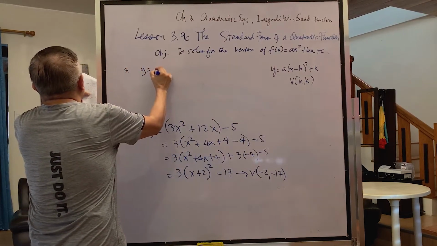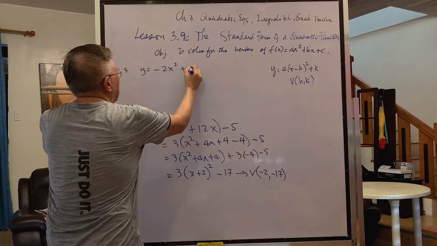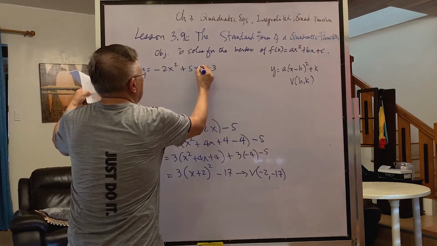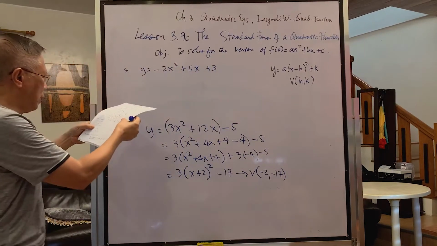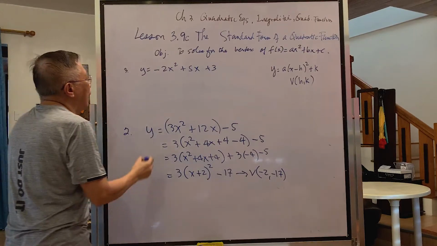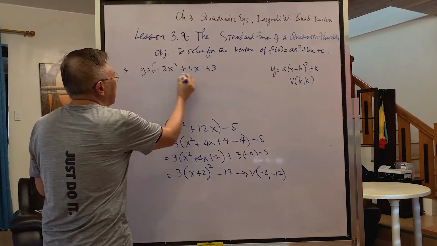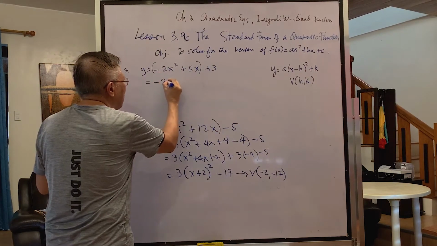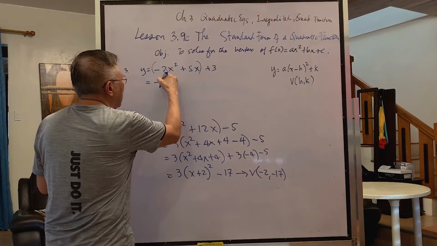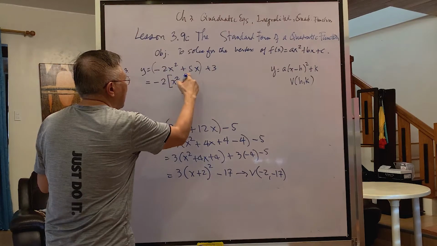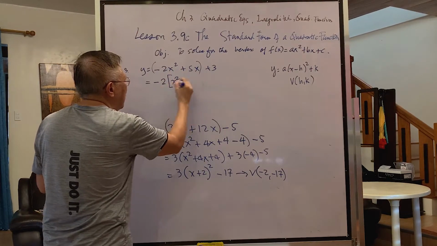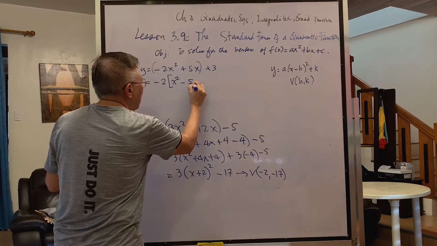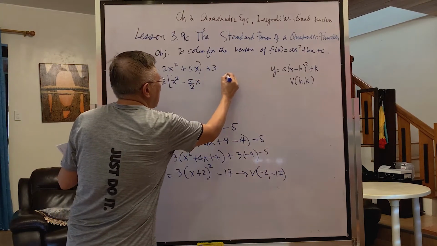Y equals negative 2x squared plus 5x plus 3. Okay. Again, I will group the first 2 terms. Then I will factor out the negative 2. Negative 2 will now give me this divided by this will give me this. Now take note of this. Divided by this will give me negative 5 over 2x.